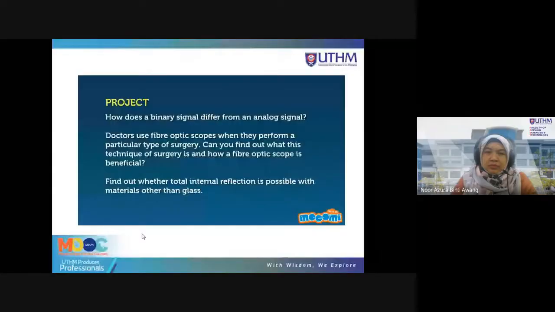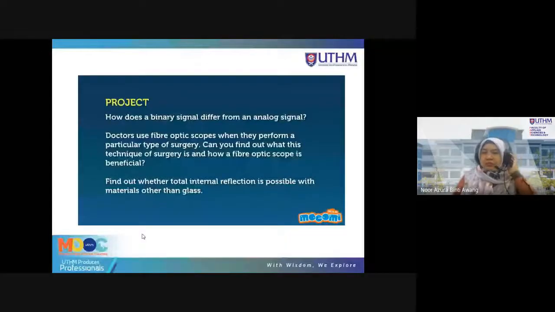Project. How does a binary signal differ from an analog signal? Doctors use fiber optic scopes when they perform a particular type of surgery. Can you find out what this technique of surgery is and how a fiber optic scope is beneficial? Find out whether total internal reflection is possible with materials other than glass.